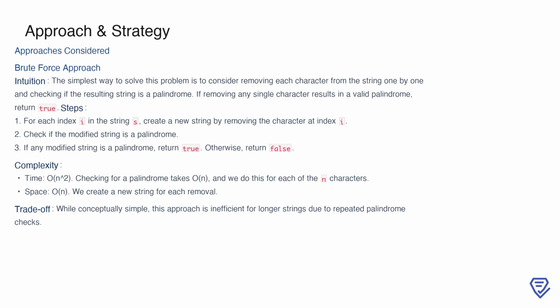However, there's an important trade-off to consider. While this method is intuitive and easy to grasp, it's computationally expensive. Checking if a string is a palindrome takes linear time, and since we do this for each character in the string, the overall time complexity becomes quadratic, O(n squared). Additionally, we need to allocate space for creating a new string each time, leading to O(n) space complexity. For longer strings, these repeated checks can make the approach inefficient and impractical.